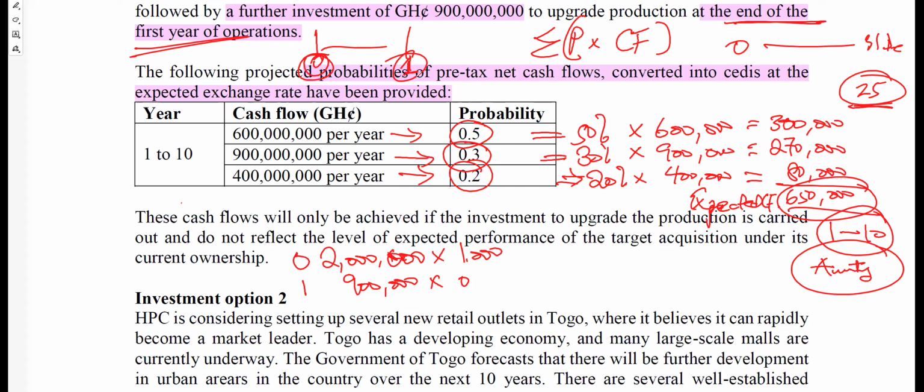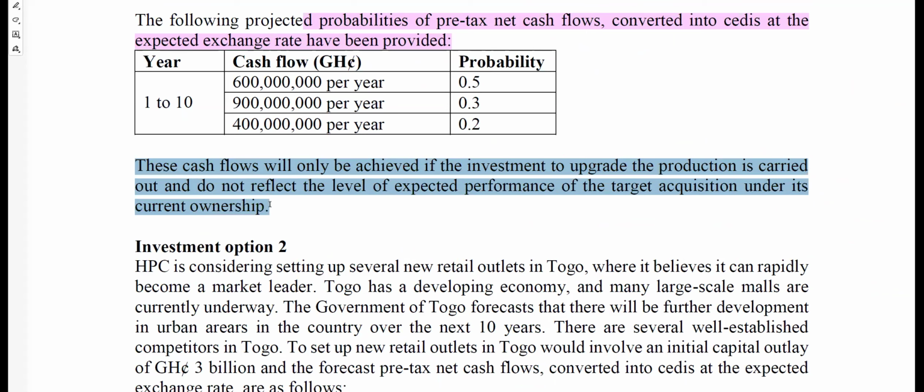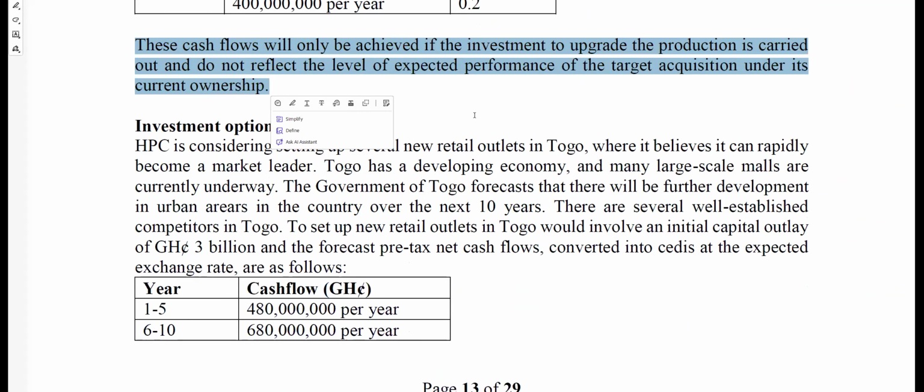So now if we have the discount factor, we just multiply, then we get the PV of these cash flows. Then this one we discount. 0.909. We don't know whether it's 10%. They haven't told us yet. So we assume, of course. But they'll tell you. See, they said these cash flows will only be achieved if the investment to upgrade the production is carried out and do not reflect the level of expected performance of the target acquisition under its current ownership.